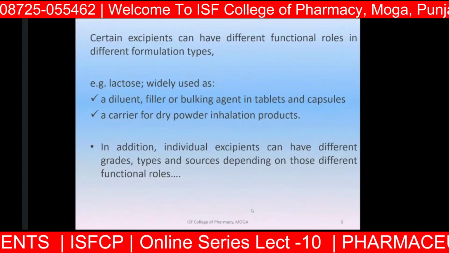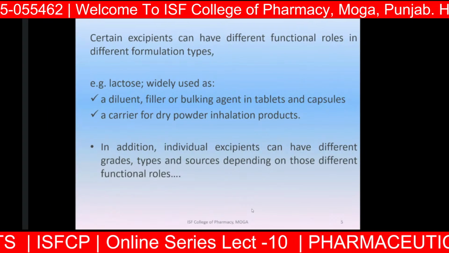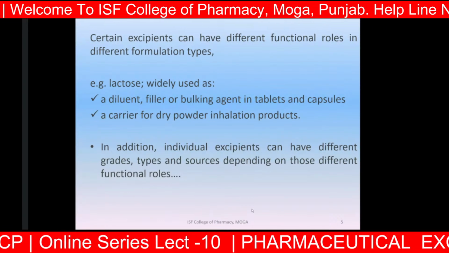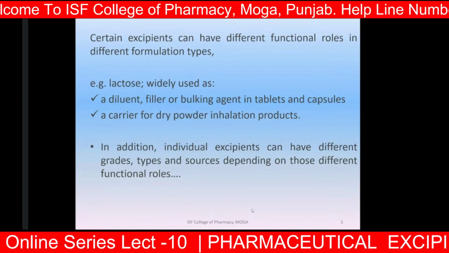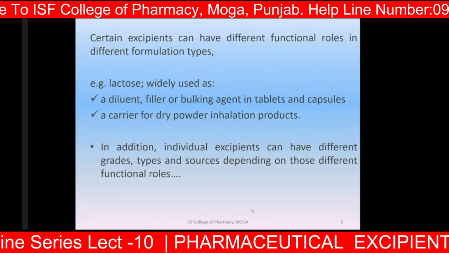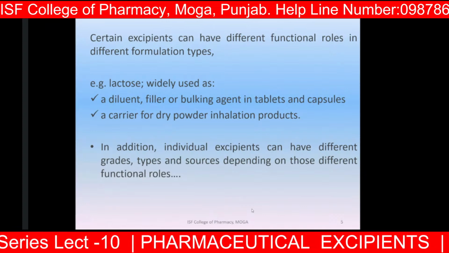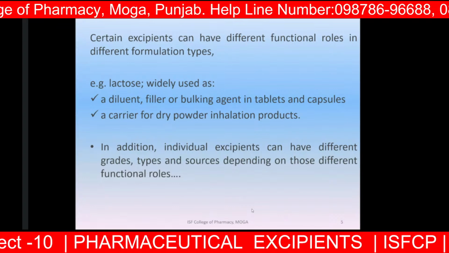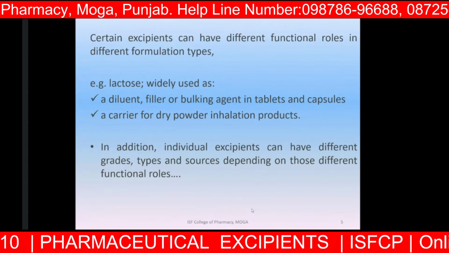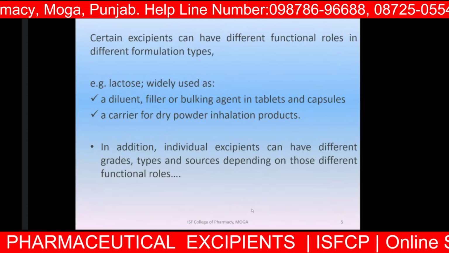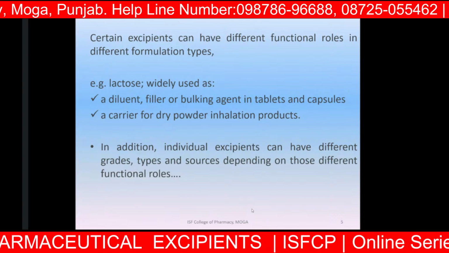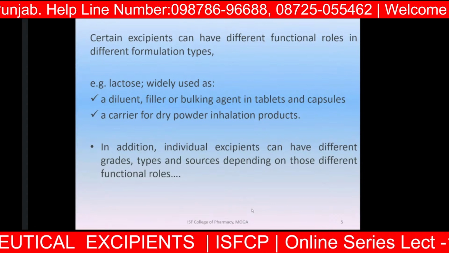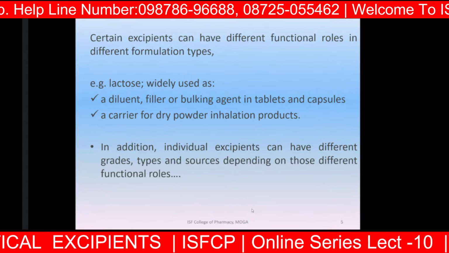For example, lactose is widely used as an excipient, as a diluent, filler, or bulking agent in tablets or capsules, and as a carrier for a dry powder inhalation product. In addition, individual excipients can have different grades, types, and sources depending upon those different functional roles. So, according to their role, we use different types of excipients for making a final dosage form.